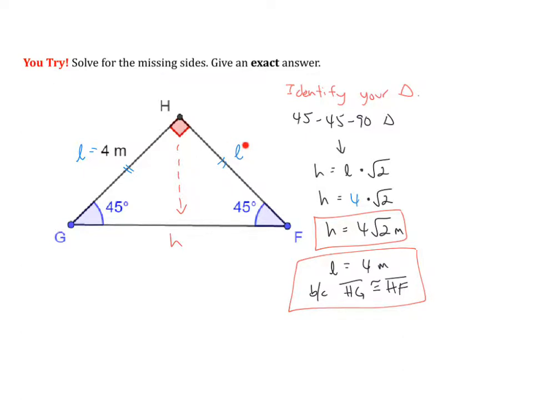And of course, the other missing side, HF, is also 4 meters, thanks to the fact that we know that these two sides are congruent.